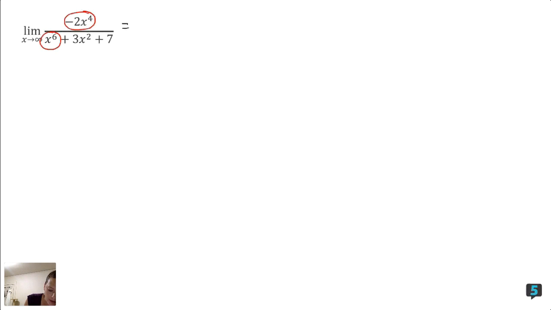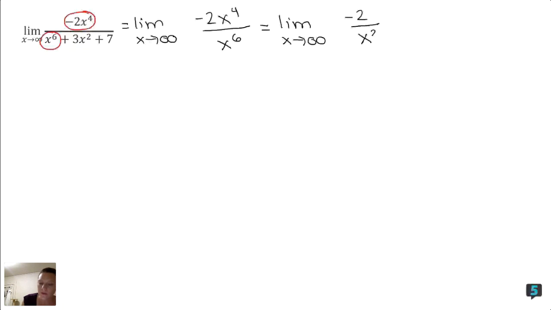This limit is equivalent to the limit as x approaches infinity of negative 2x to the 4th over x to the 6th. Now, when I simplify this in the next step, this is equivalent to the limit as x approaches infinity of negative 2 over x squared. We're in a similar situation now to when we had the limit as x approaches infinity of 1 over x.